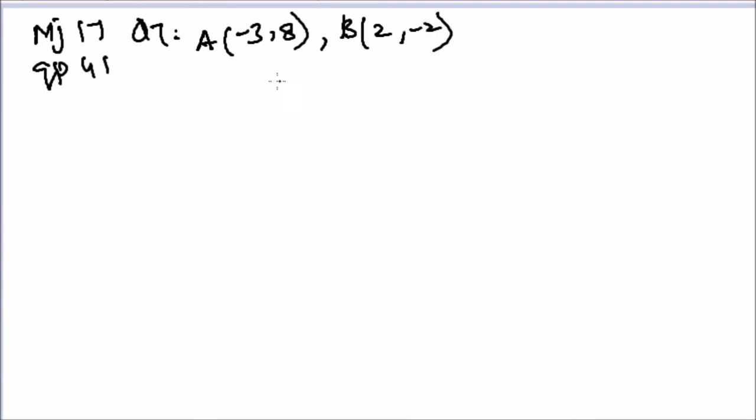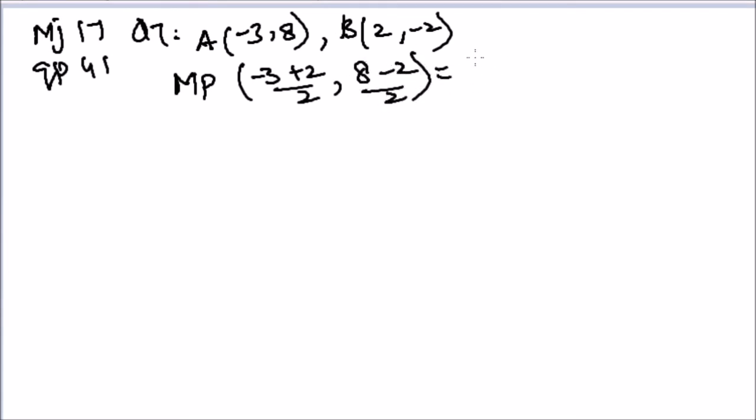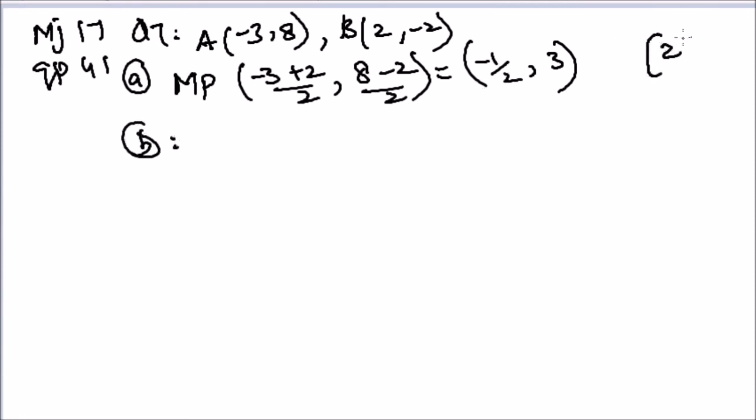Find the coordinates of the midpoint of AB. Very simple. -3 plus 2 over 2 and 8 minus 2 over 2. So we got -1 over 2 and 6 over 2, which is 3. That's the midpoint. That's part A. For part A we have 2 marks here. Please see these questions in past papers, that will be good.